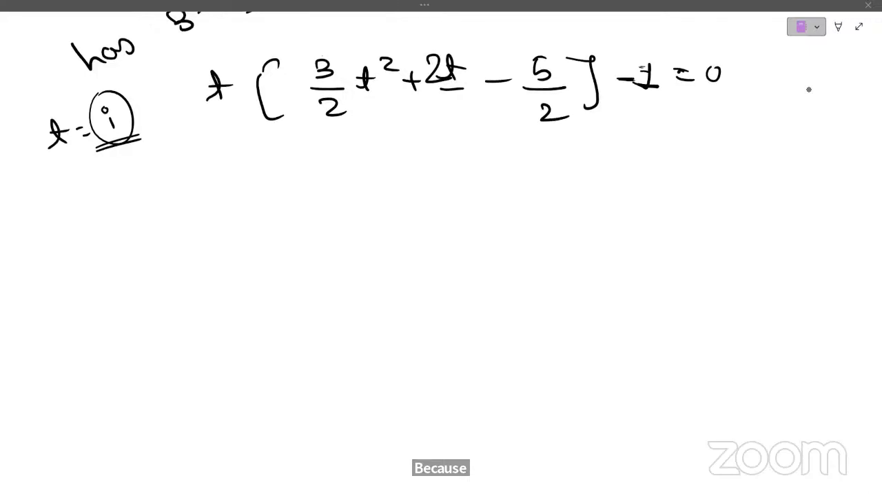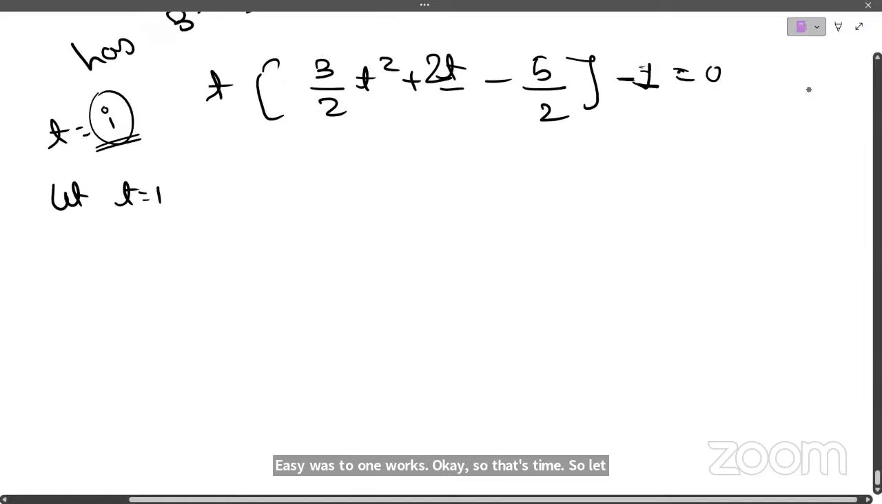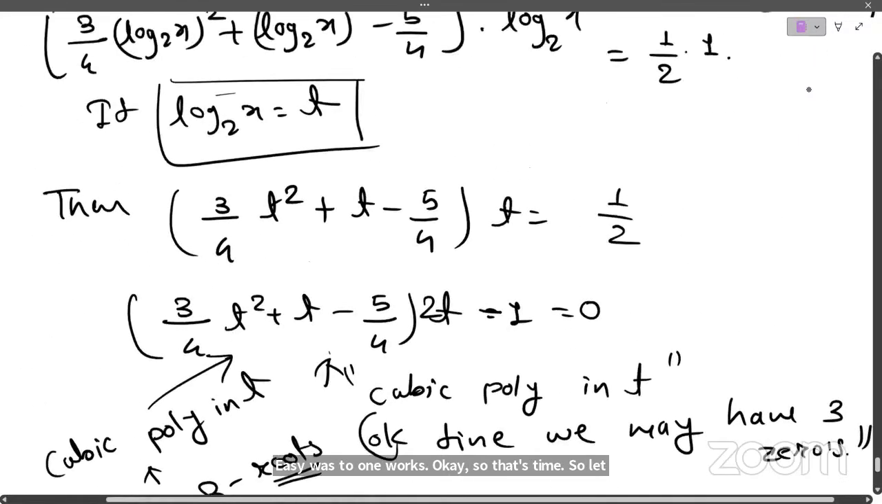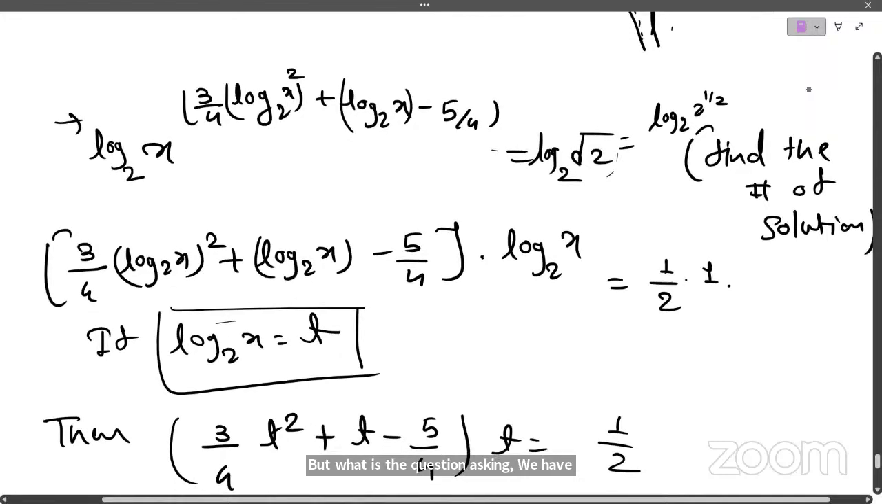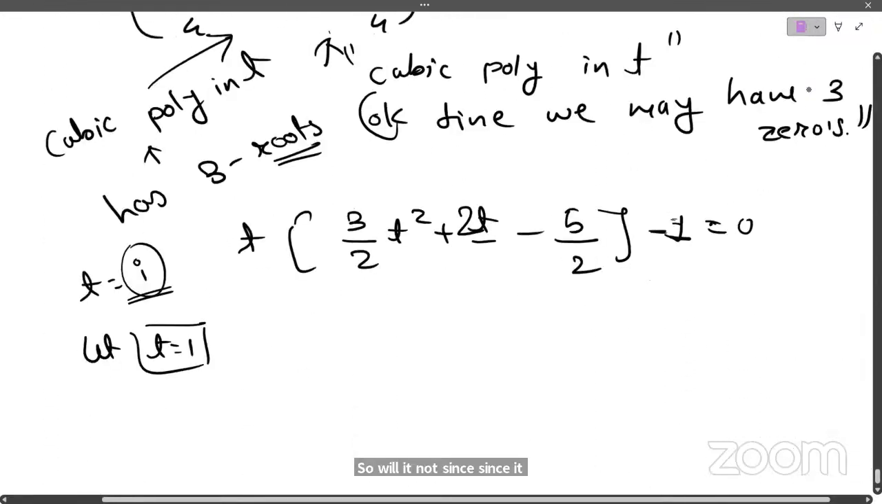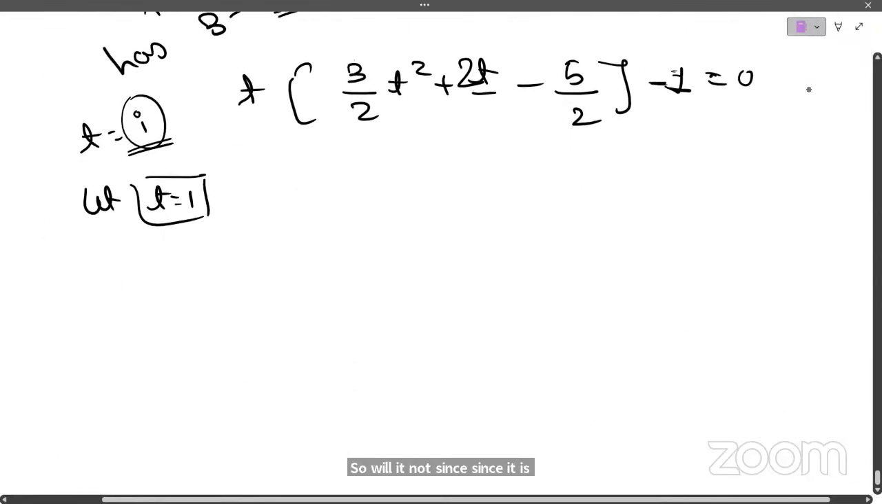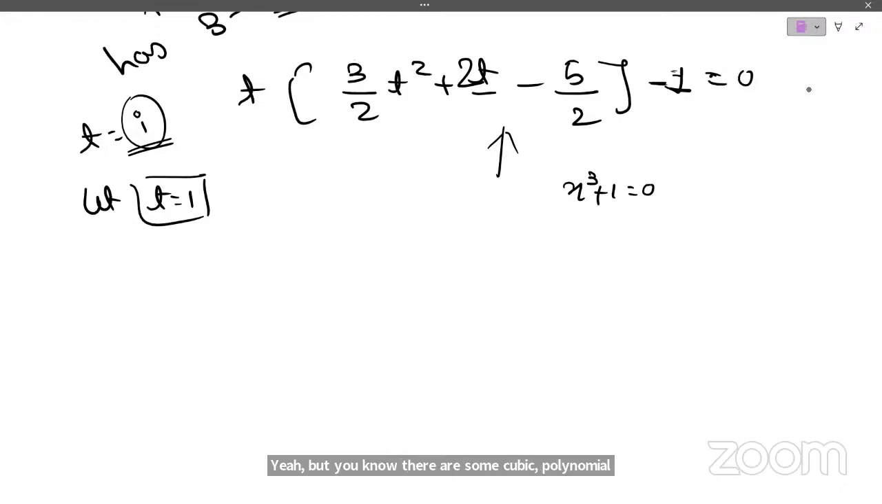Okay, so let's try. But what is the question asking, ma'am? We have to find the number of solutions of this expression. Since it is cubic, will it not be 3? Yeah, but you know, there are some cubic polynomials. Suppose x cube plus 1 is equal to 0. This cubic polynomial has only one real root, right?